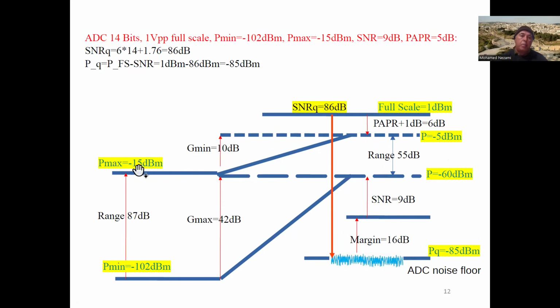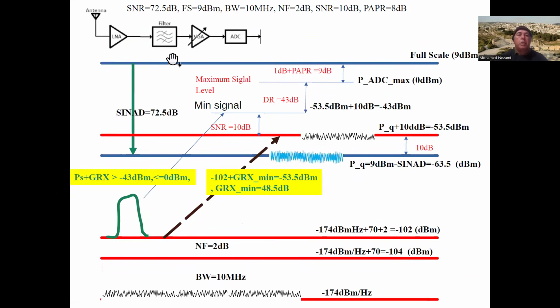So minus 5 dBm, minus minus 15, that means the maximum gain is 10 dB, which says that really your receiver in the front end has to have a variable gain between 42 to 10 dB. Okay? So that's your dynamic range as well. So that then puts the overall receiver in here.